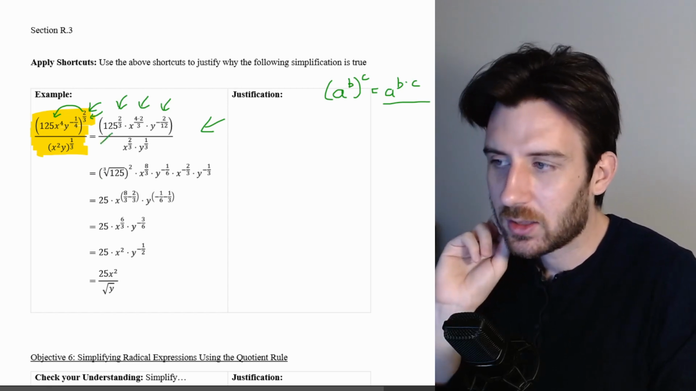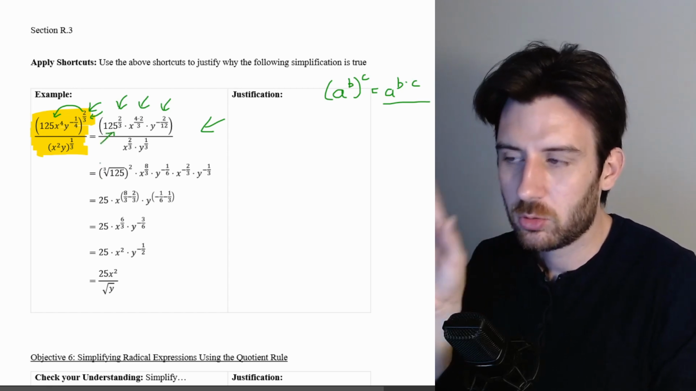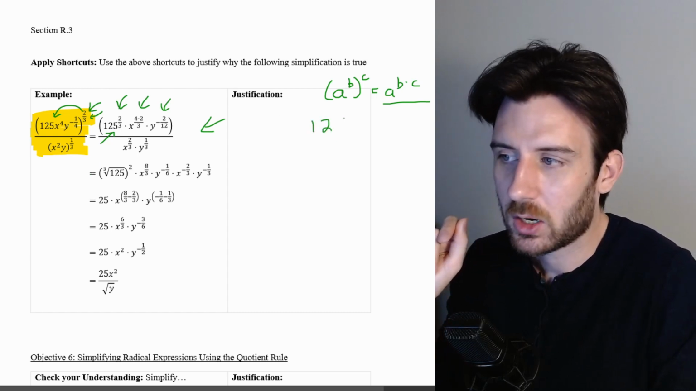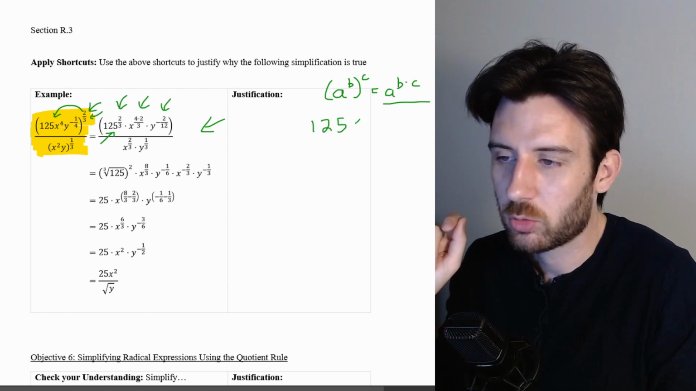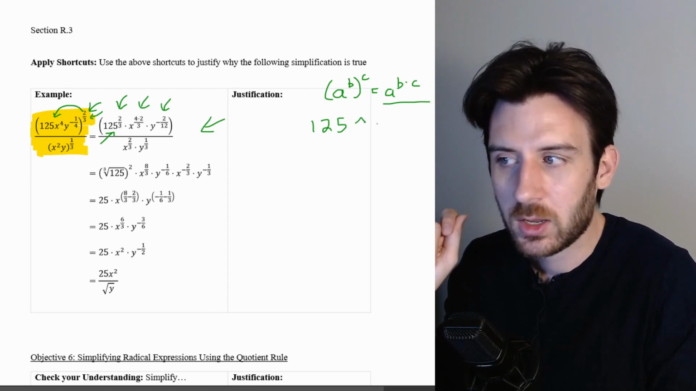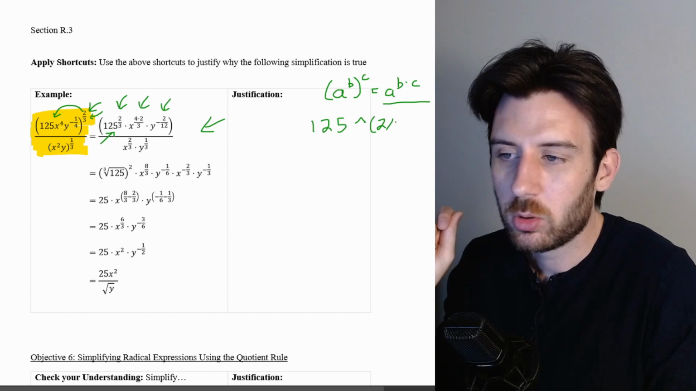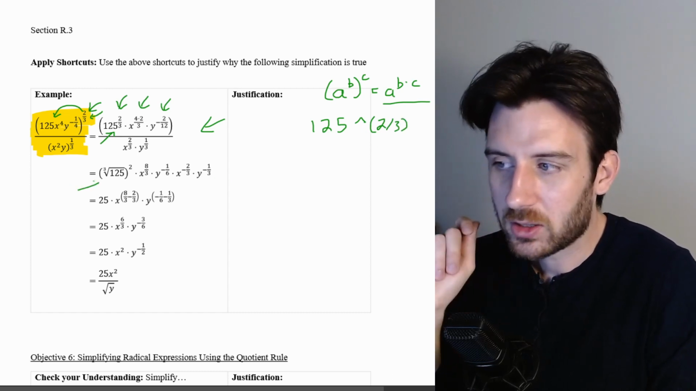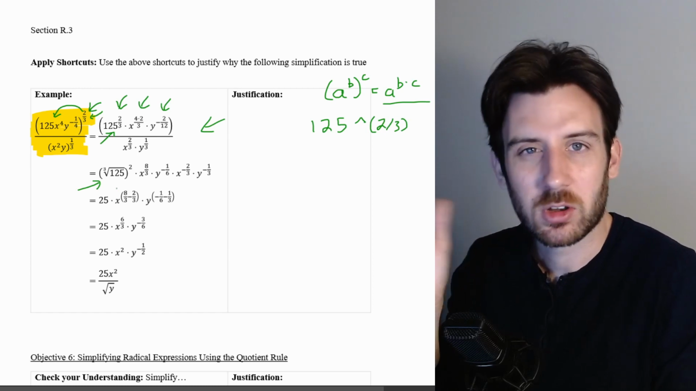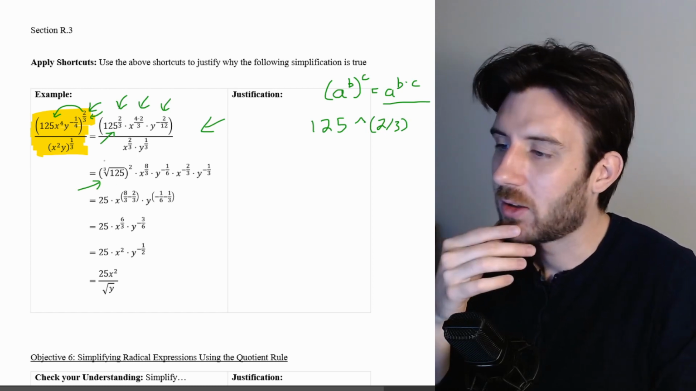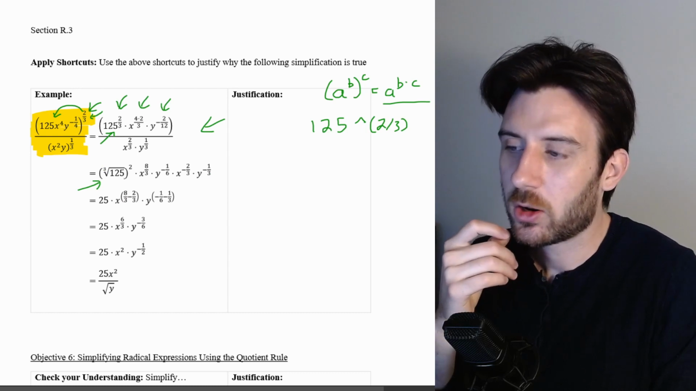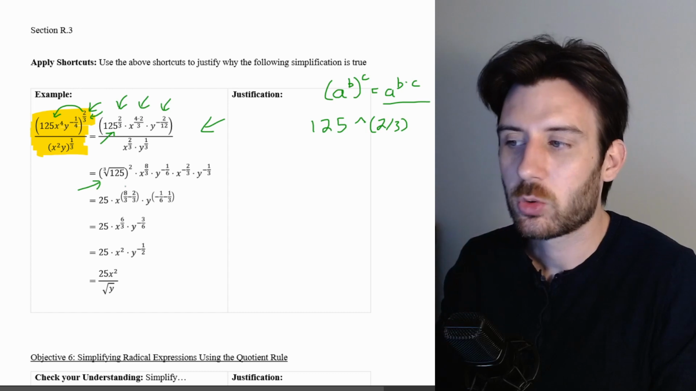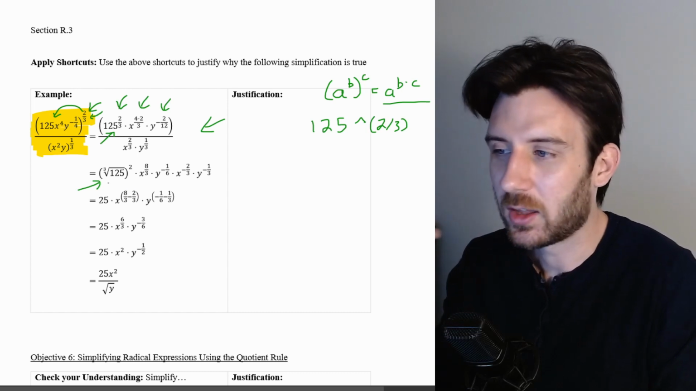There's no reason I can't type this 125 to the 2/3 into the calculator. If you did want to put it in your calculator, you would want to be very careful with the parentheses, and you would do something like 125, your little caret button, and then you would want to make sure that you group 2/3 as being the entire exponent. Well, that's difficult for me to think of on the paper, so maybe I write that using my traditional radical. So now I've got the 3 as the index, the 125 as my radicand, and then the 2 is going to be the square that I am going to apply to that afterwards.